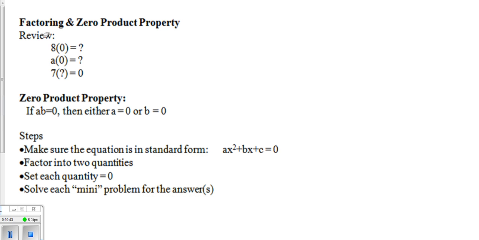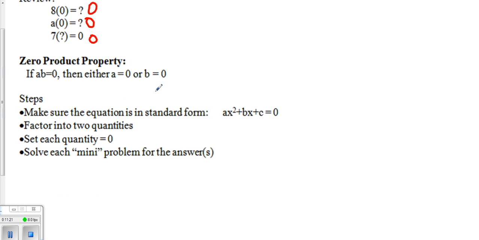Now for a review, if you have 8 times 0, what would that become? Well, it should become 0. If you have a, so any number times 0, what would it become? Well, that would also become 0. If you have 7 times something equaling 0, what would this something have to be? Well, it has to be 0. Okay, this is part of our zero product property. If two numbers are being multiplied, a times b equals 0, then either a has to be 0 or b has to be 0. Pretty straightforward.